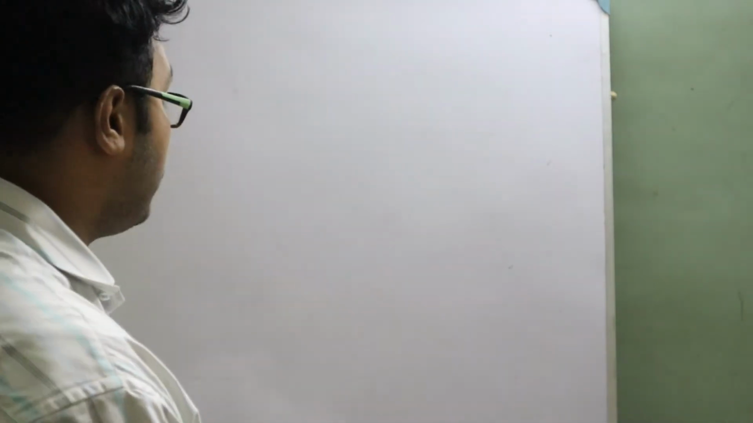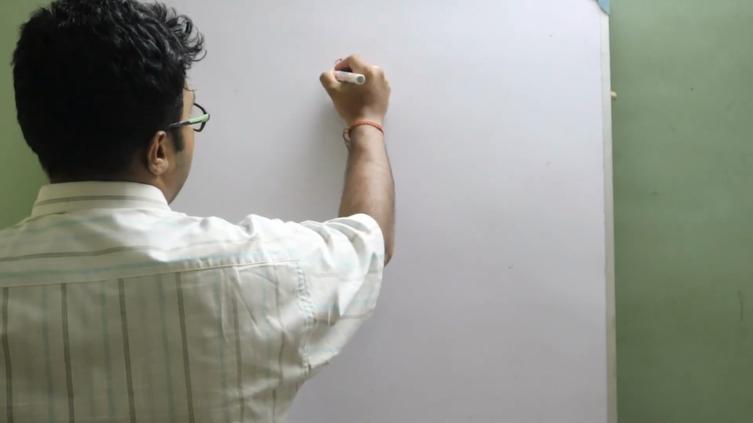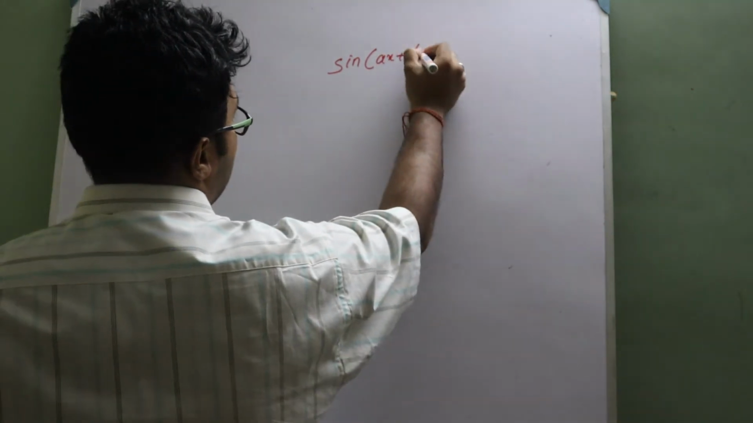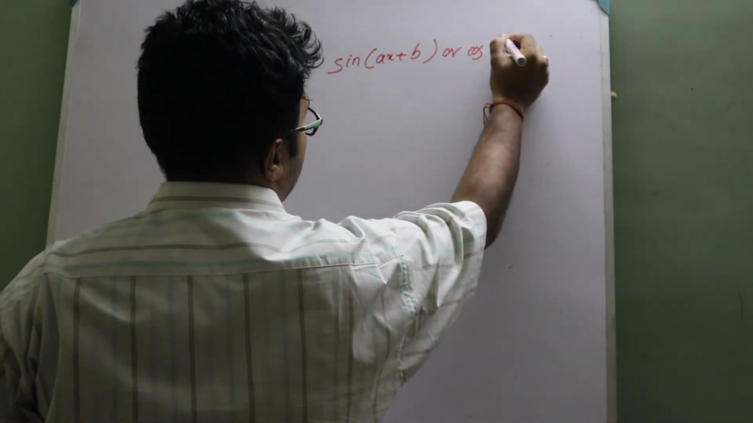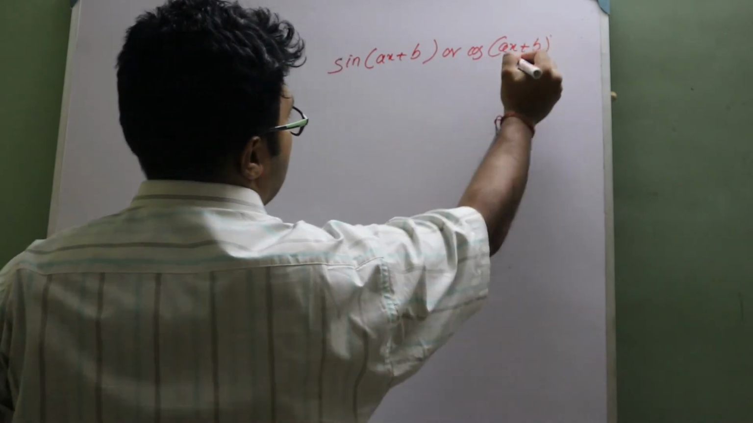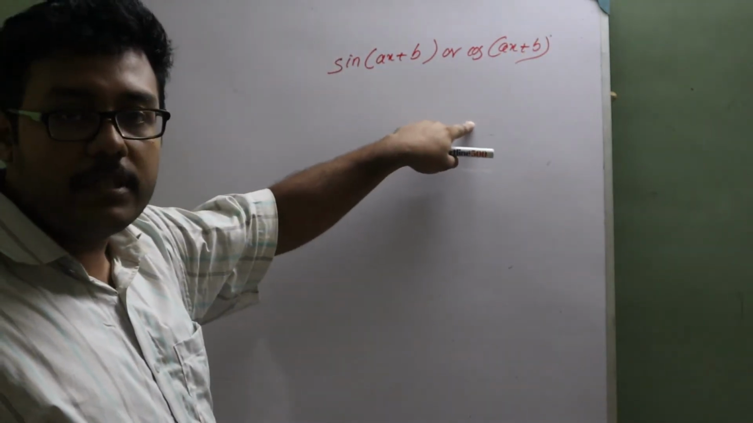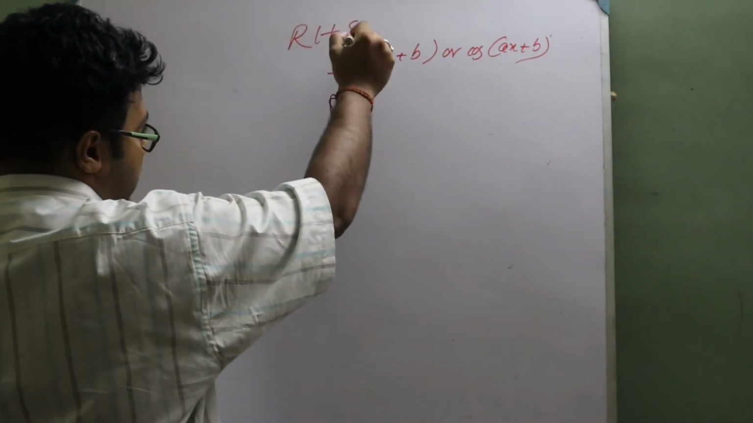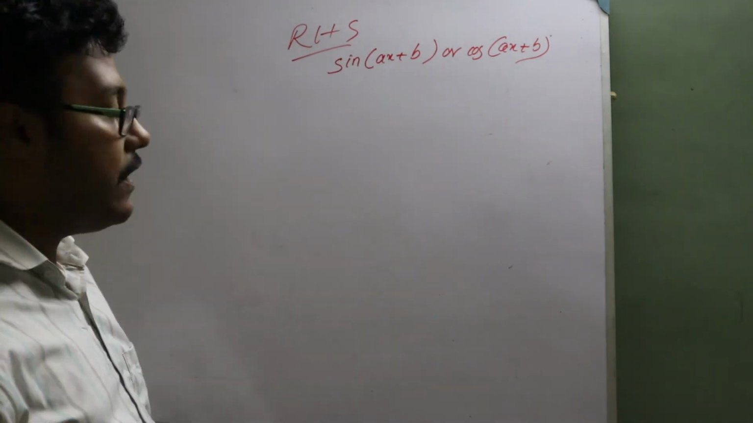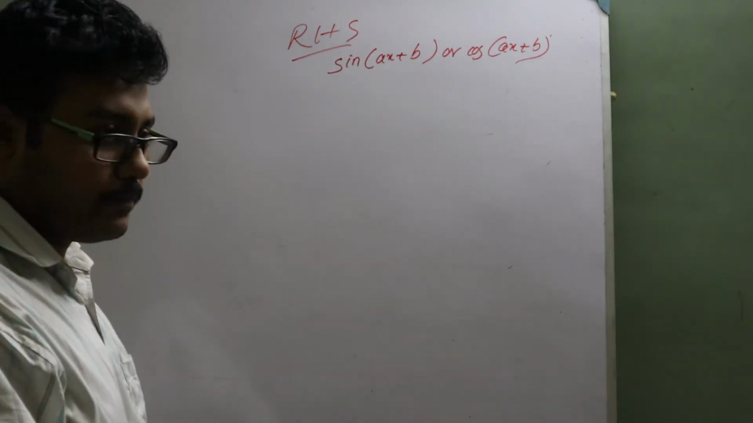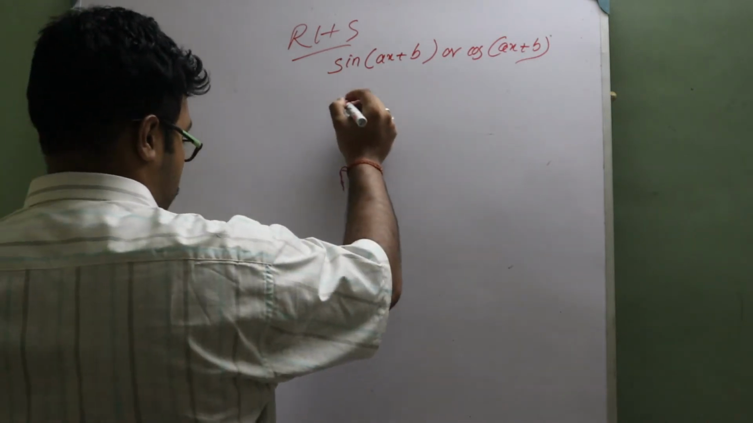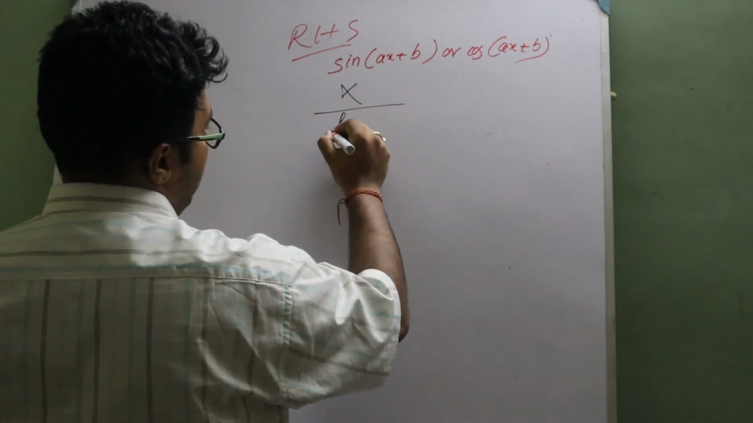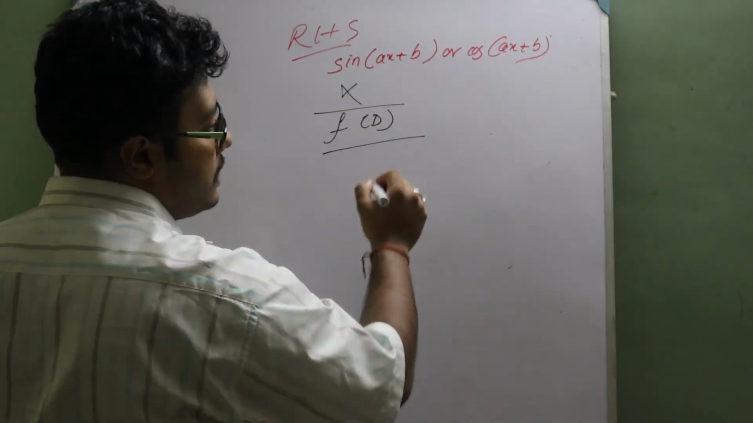Now suppose we have a trigonometric function, like sin of ax plus b or cos of ax plus b, in the right hand side. In that case, what do we need to do? Suppose this is the function of x, then x divided by f of D. I have told you previously what is f of D.